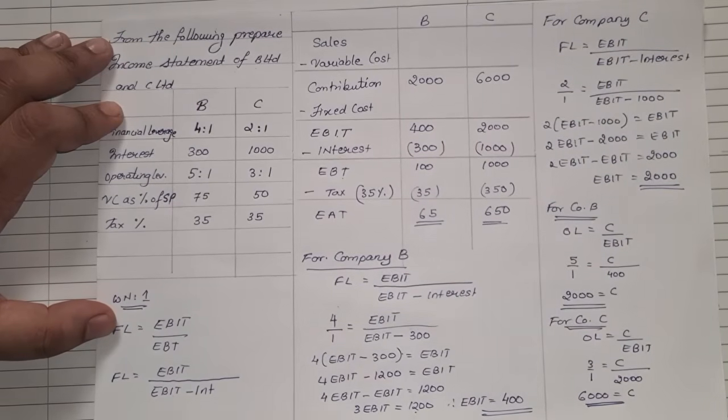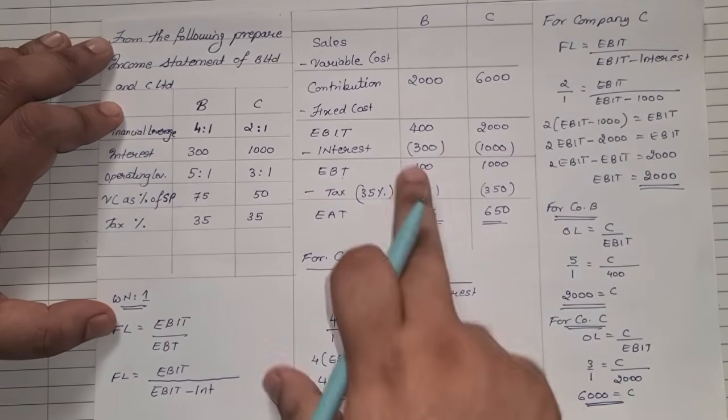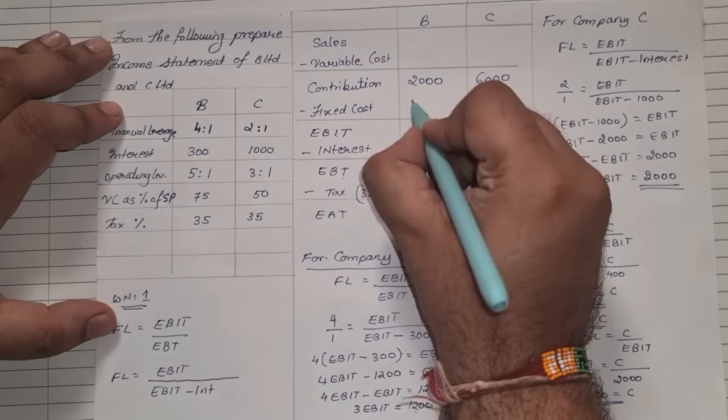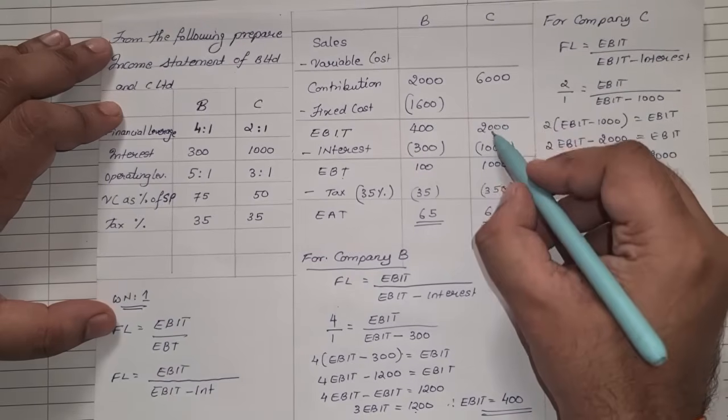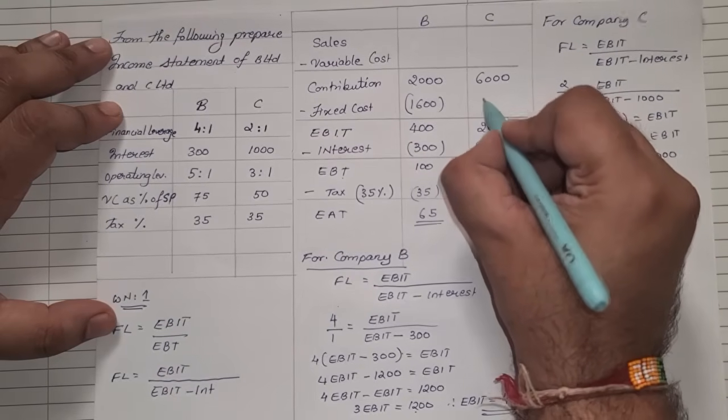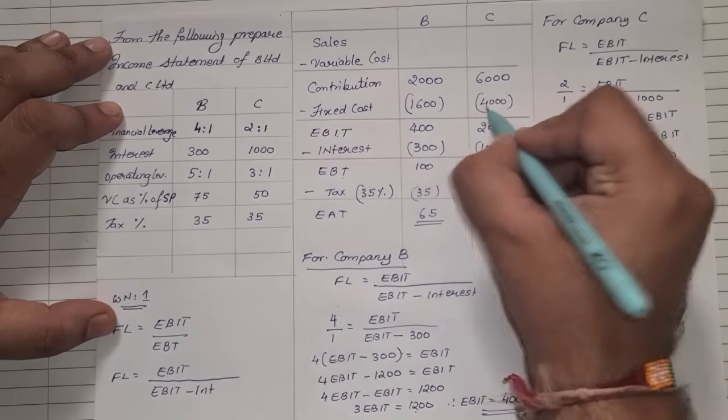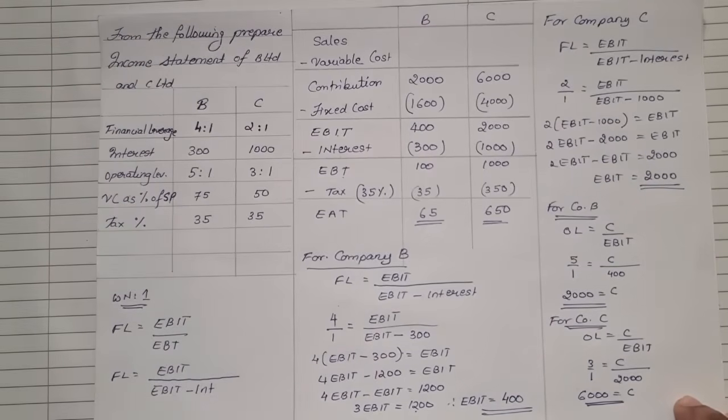Now it's very simple. 2000 minus what will give you 400? So my answer should be 1600. So that's my fixed cost for the first company. 6000 minus what will give you 2000? That's 4000. That's my fixed cost. Now comes the last part, a very important part: how to find the sales and variable cost.